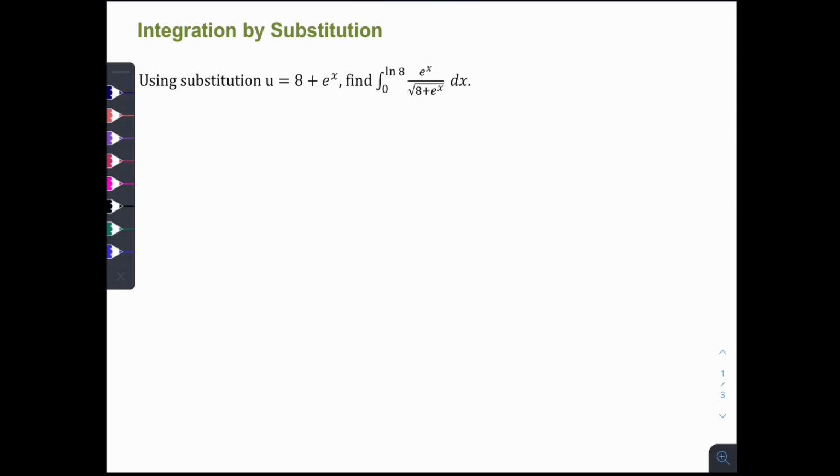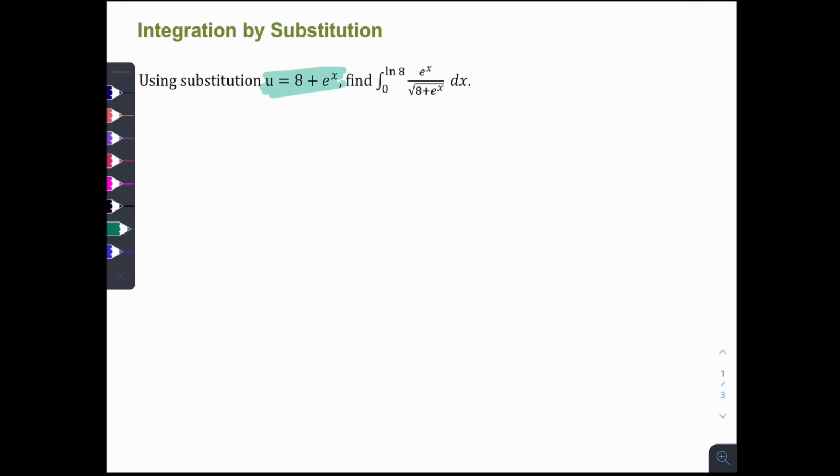For today's lesson, I'm going to teach you about another type of integration, which is integration by substitution. When the question mentions substitution, you have to use this integration by substitution method. For example, if you are given the substitution u equals 8 plus e power x, and asked to find this integration, it looks a bit complicated, and that's why we need to use the substitution method to make this integration simpler and easier to solve.